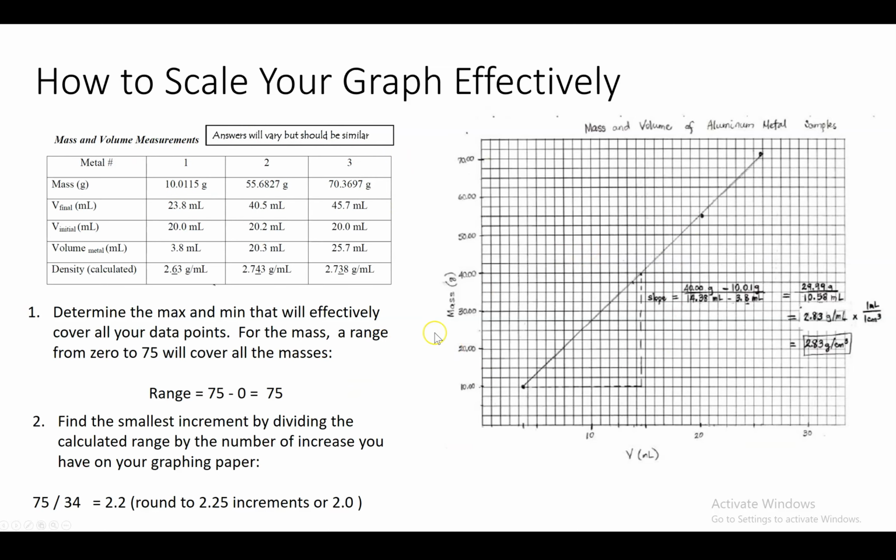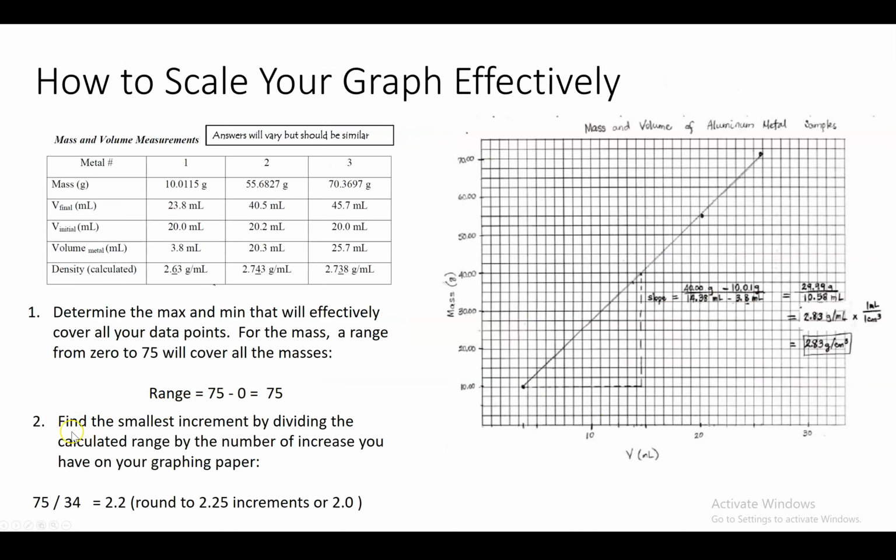Okay. And so basically in this case, we can set the origin to be 0 and the highest point to be 75, and that will cover all of the masses that we need to see. And that would then allow us to calculate what is known as the range. So this range right here is basically the highest point minus the smallest point. So in this case, 75 minus 0 equal to 75.